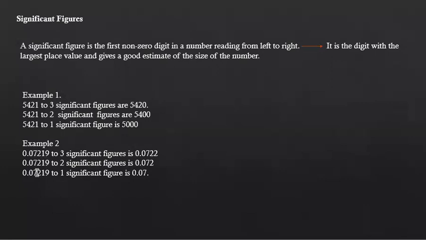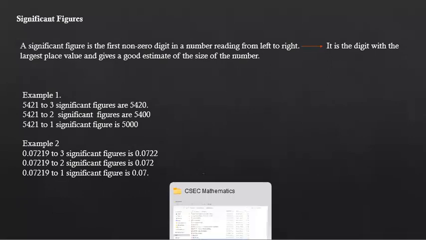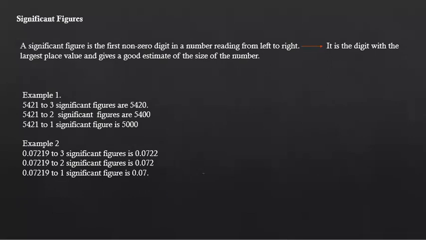And then we want 1 significant figure, this is our target here. Then we look at this 2, and this 2 is less than 5. So we round down again, and it becomes 0.07. Any questions? No. Okay, I love the fact that I don't have questions.